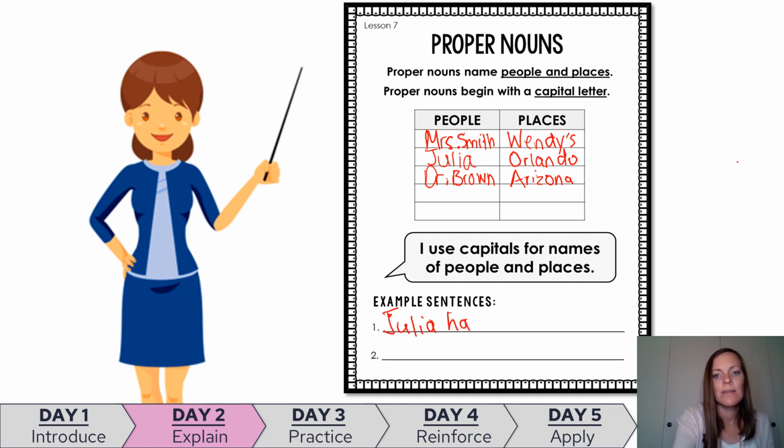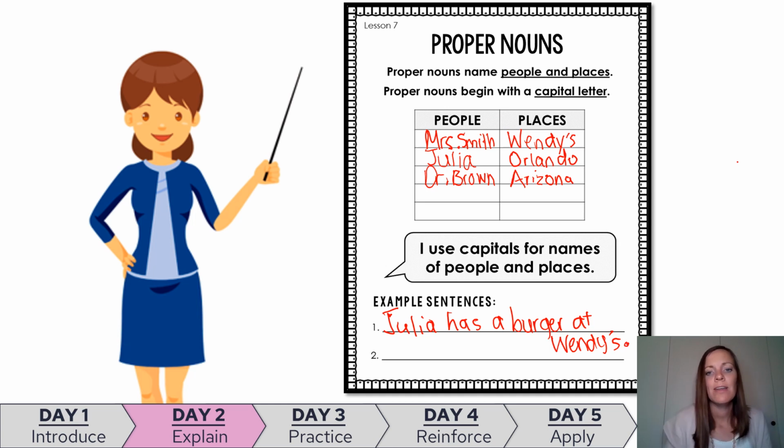has a burger at Wendy's. Very good. And you included two proper nouns there, Julia and Wendy's. And then remember to end your sentence with a period. Okay, so you can see how this would be a visual reminder now for your students. If they are writing and you want to remind them to use proper nouns, they can refer to this anchor chart and see how authors use proper nouns in their writing.